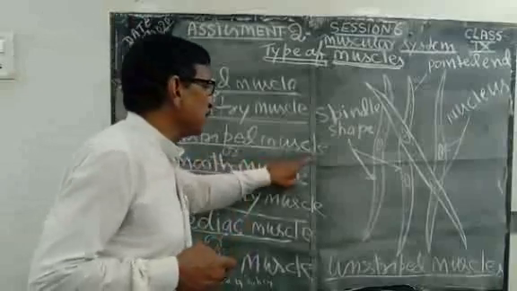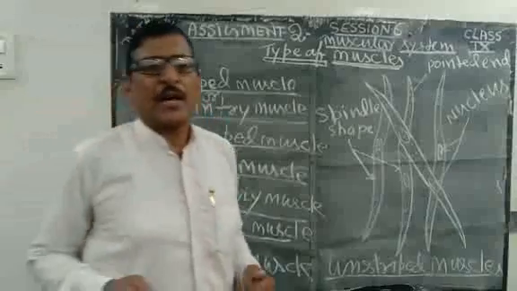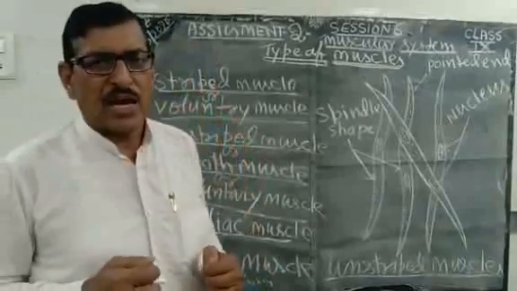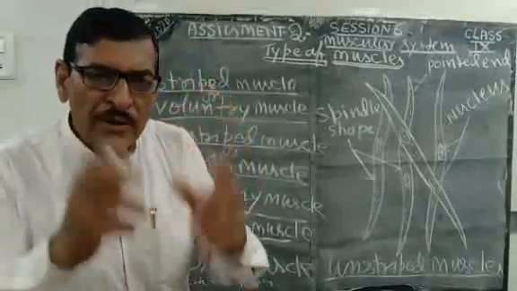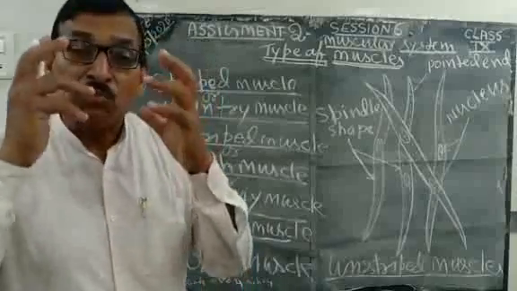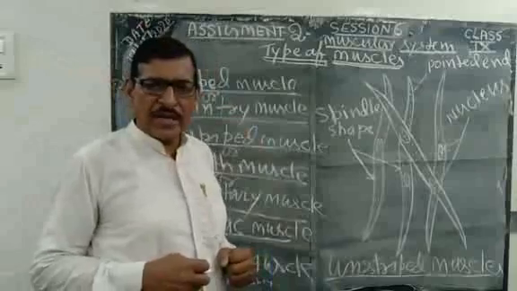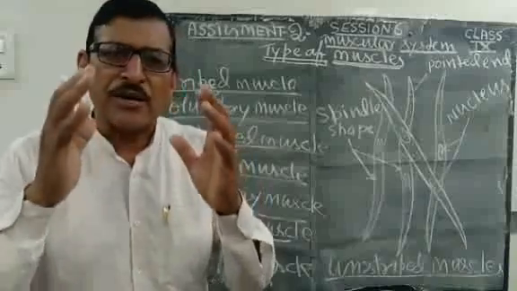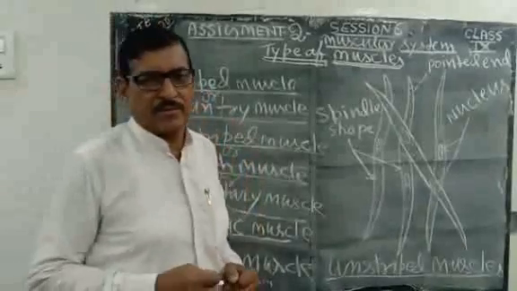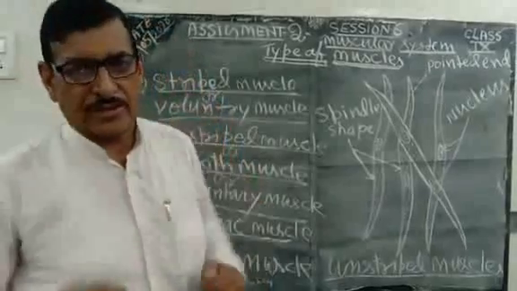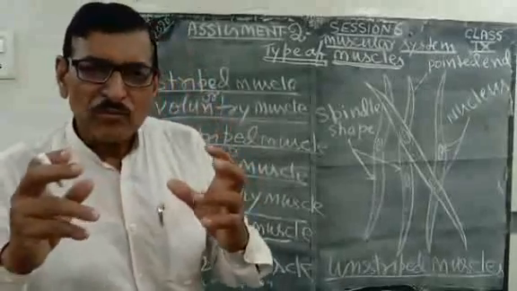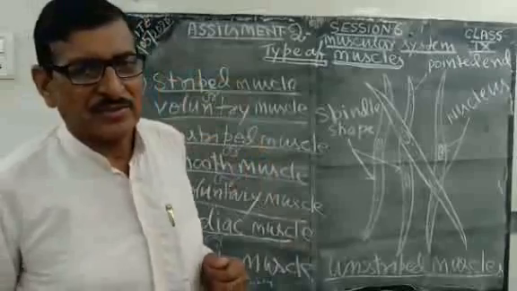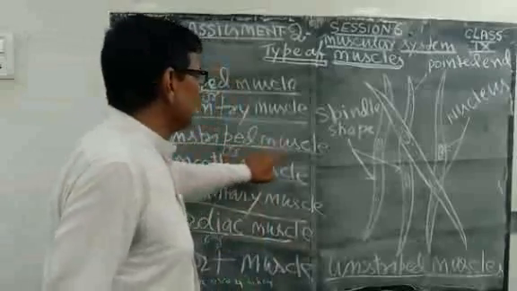Second, unstriped muscle. We can say about the unstriped muscle, we do not have control over the movement of these muscles. They move whether we want it or not. They are called unstriped muscles.